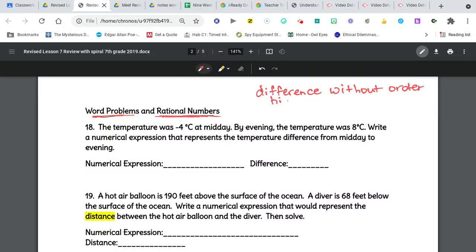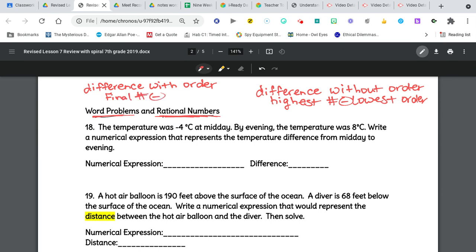then you're going to make sure you have the highest number, just like elementary subtraction, minus the lowest number. When I say without order, if you have two things, you really don't know which one you started with. That's without order. Make sure you subtract. And if you have difference with order, and when I say with order, you know which number you started with and which one you ended with. Then what you're going to do is take your final number and subtract your starting number.